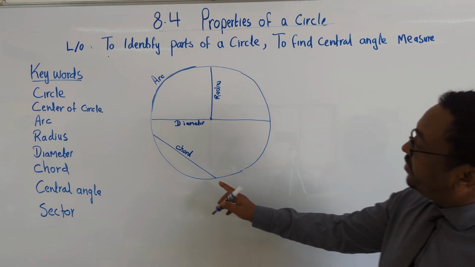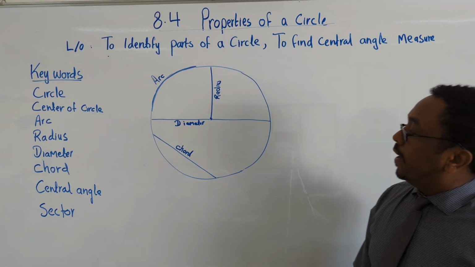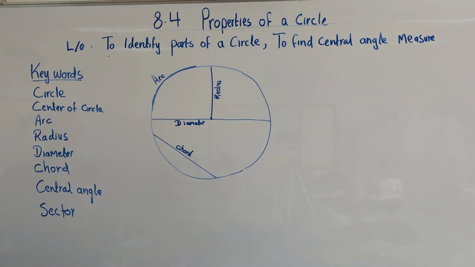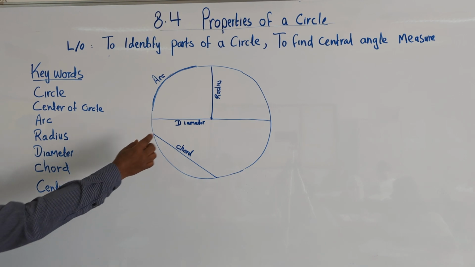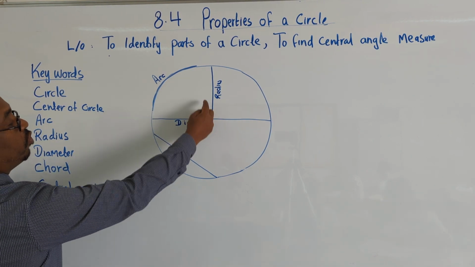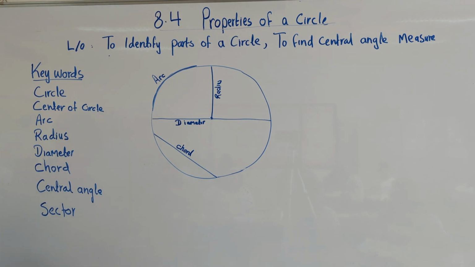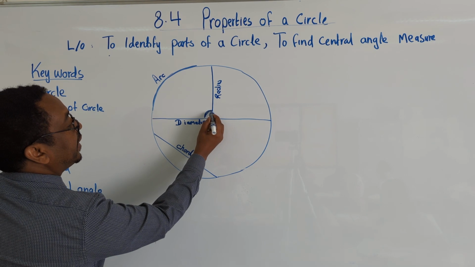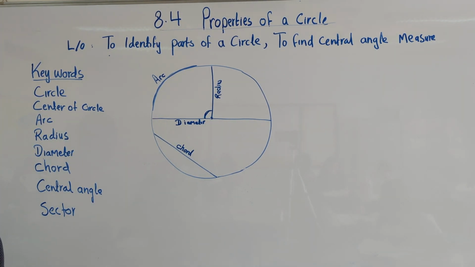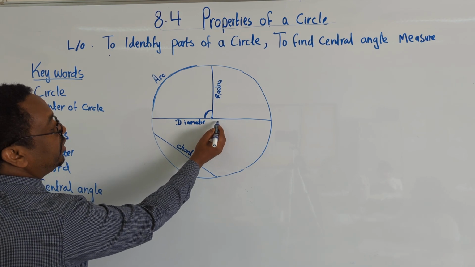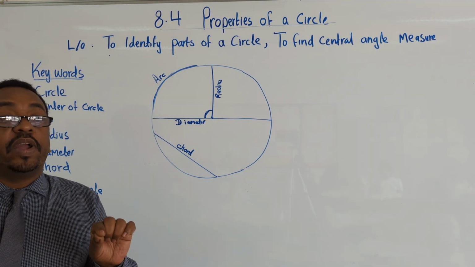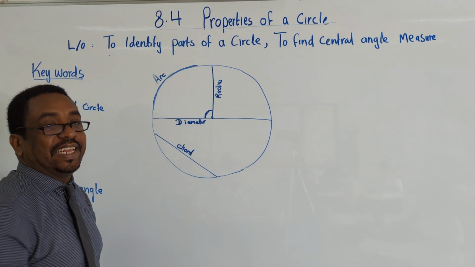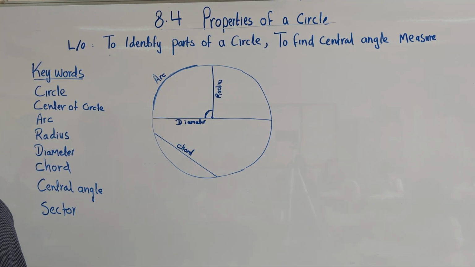Next one is the central angle. What is the central angle? The central angle is the angle which is made by two radii. So if this radius and this radius touch each other in the middle, this angle is called the central angle. Are you guys happy with that? Yes. So the central angle could be this one, it could be this one. It's made of two radii touching each other. You happy with that?